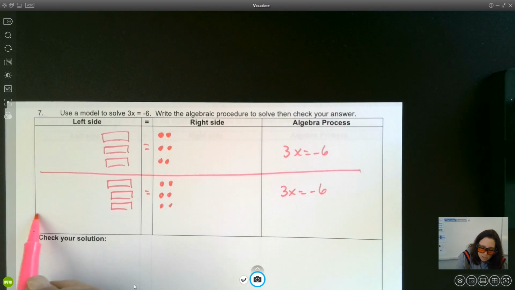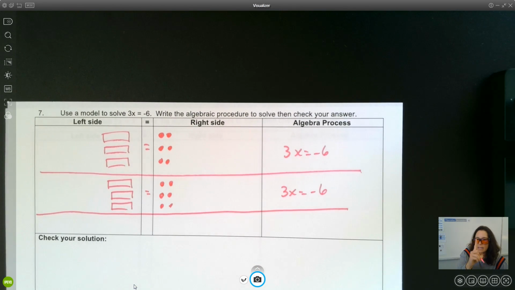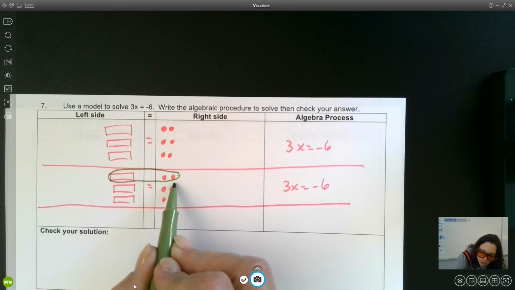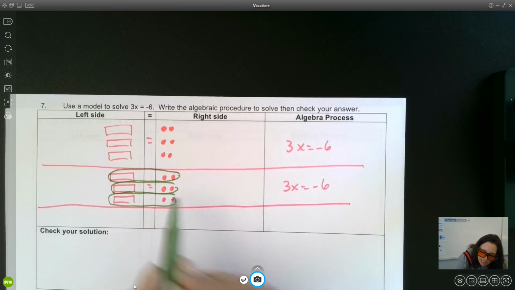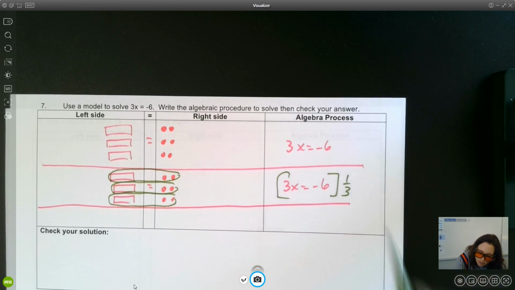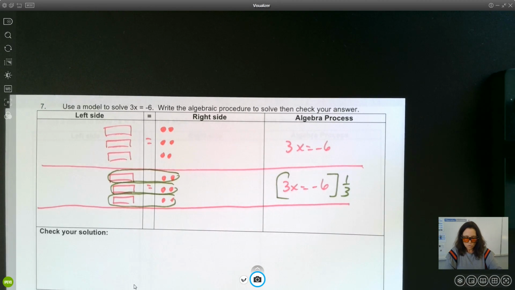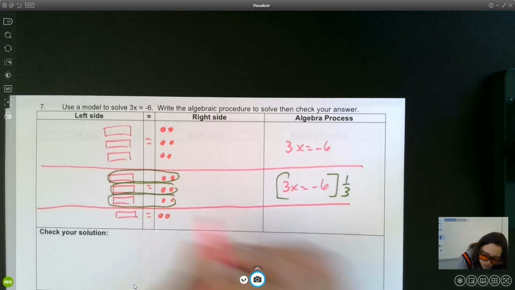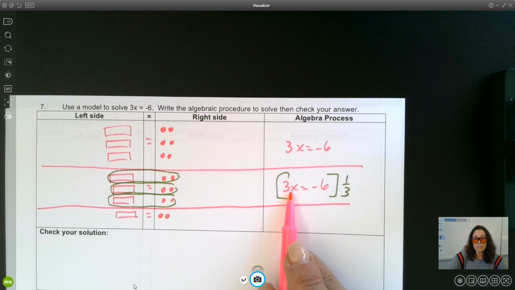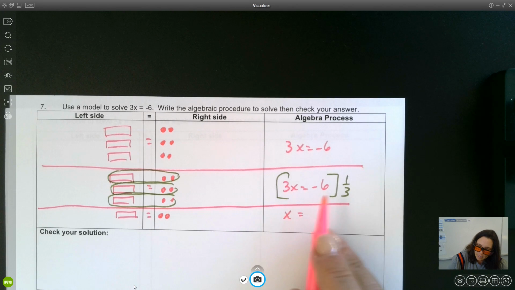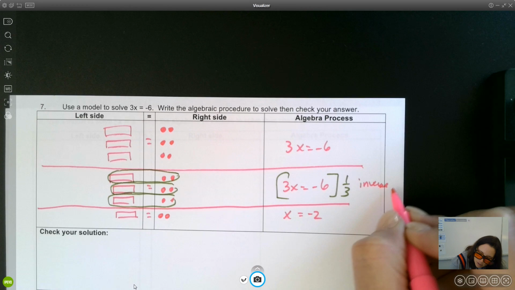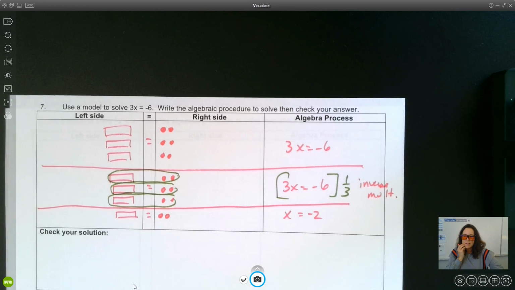All right, what do I need to do to get 1x? Right now I have 3 x's, so hopefully you're thinking I need to look at this thing in thirds. If I look at this in thirds, I'd have an x. I'd have 2 negatives. I use my inverse of multiplication to get my x. A third of this is -2. So again, I use the inverse of multiplication in order to get that.